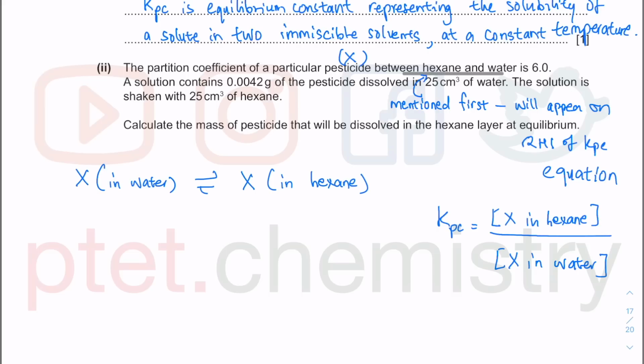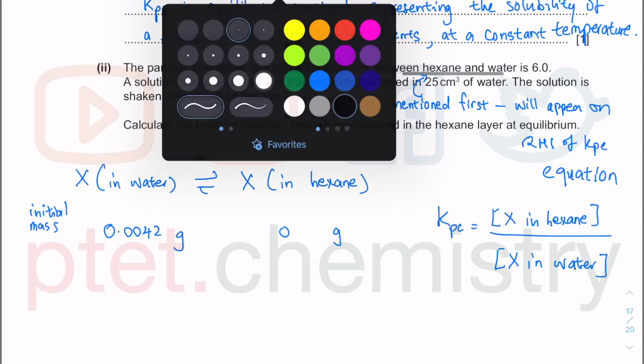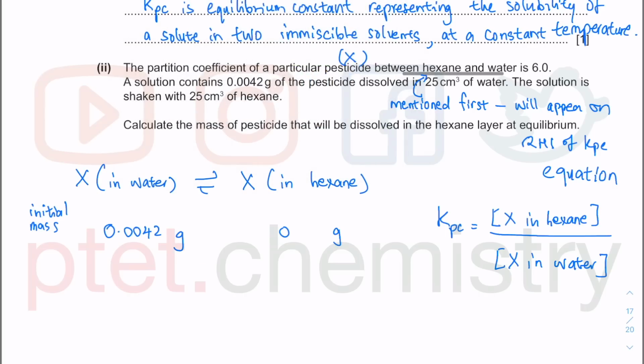So I started out with 0.0042 gram of X dissolved in 25 cm of water. So 0.0042 gram, and I don't have anything there, so 0 gram. So this is initial mass. Now what do I have? I have volume of water. Now let's not talk about volume of water first. I then add in some hexane, and then that means some of it will go into the hexane. So if I have equilibrium mass, some of it will go into the hexane.